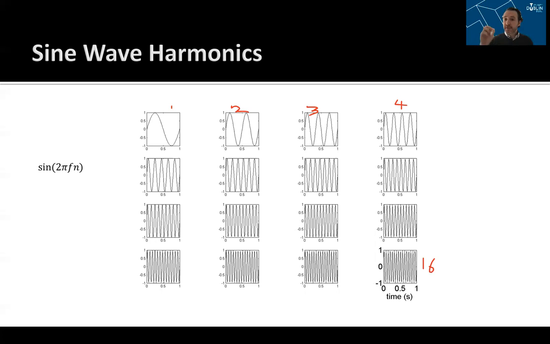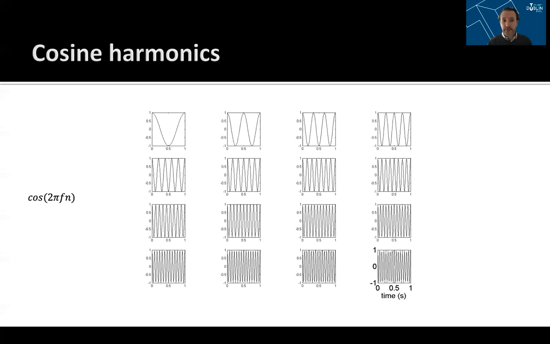But the thing is, none of these overlap. So they can represent a 1 hertz signal, a 2 hertz signal, a 3 hertz signal, and the amplitude of each. If you want to look at more finer detail, you have to use slightly different frequencies. Same with the cosine. 1 hertz, 2 hertz, 3 hertz, down to 16.